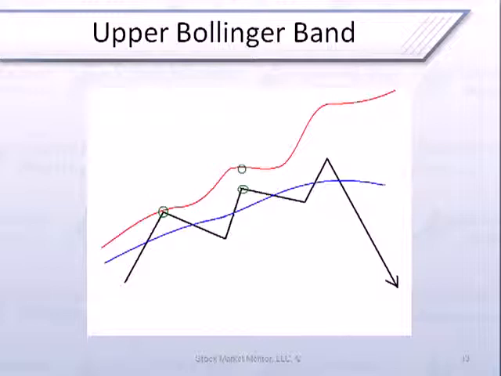The next high is higher than the last, but it's lower relative to the Bollinger Band. The next one is higher than the last. So we've got this trend line of higher highs. On the Bollinger Bands, though, you can see they're actually lower highs, lower relative to the upper band. Here, basically right on the money. Here, a little bit below.